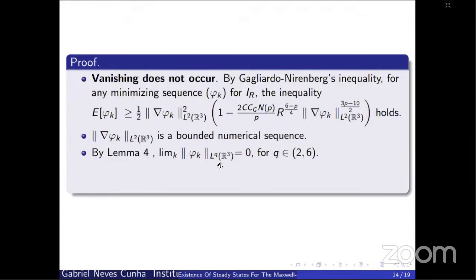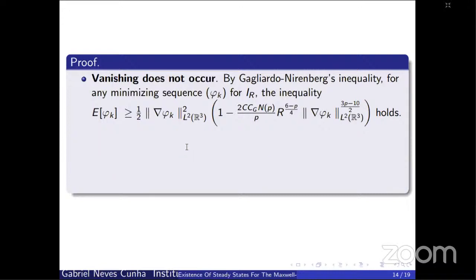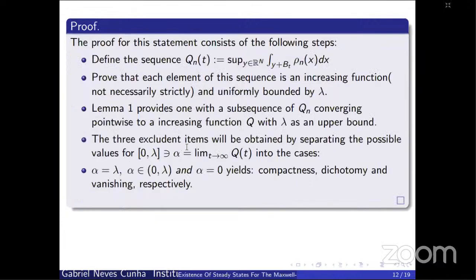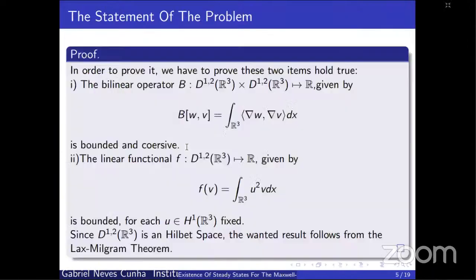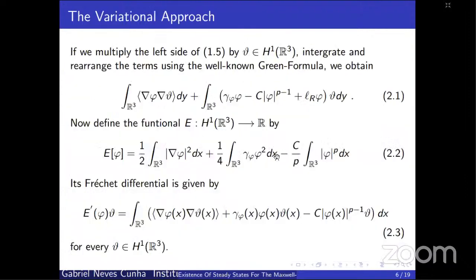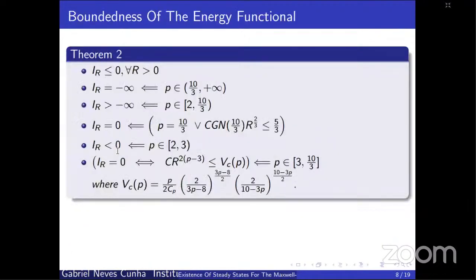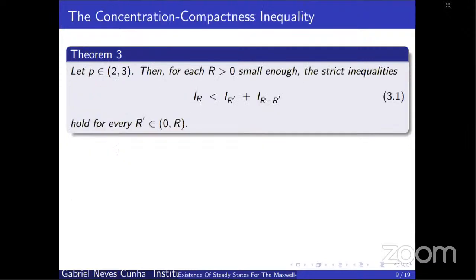Let me check the time here. So this is a contradiction because if you look at the energy function, you can see this part is the only negative. So if this goes to 0, this has to go to a number that is not negative. But here we showed that this number is negative. So it is a contradiction.